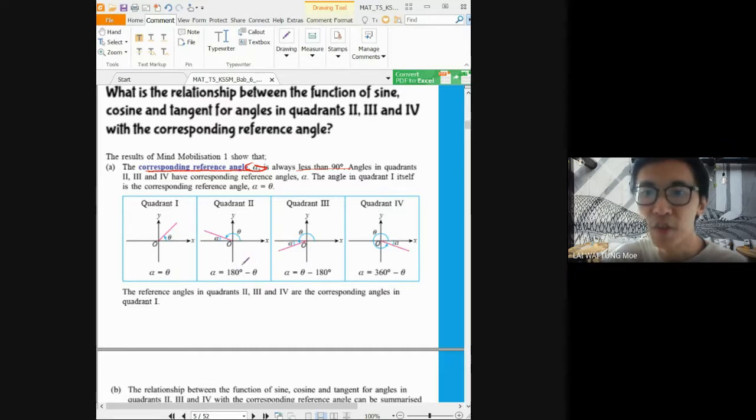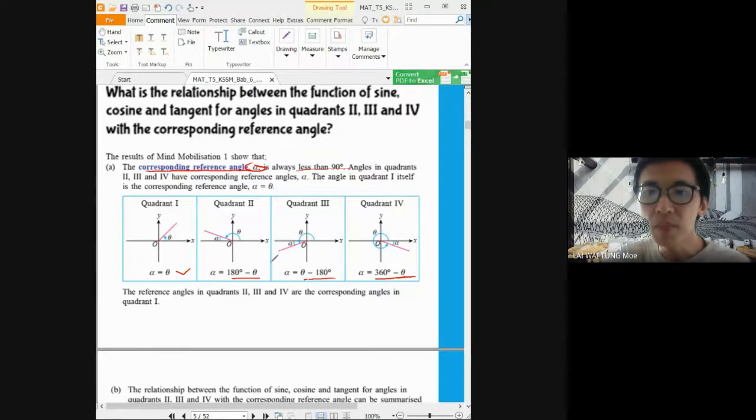There is a different formula for each. For quadrant 1, it is very easy: alpha equals theta. The second quadrant is 180 minus theta. The third quadrant is theta minus 180, and the fourth quadrant is 360 minus theta. You need to remember each of these formulas. So the first thing is there are 4 quadrants, and in each quadrant how to find alpha. Those are the 2 things you need to know up to here.